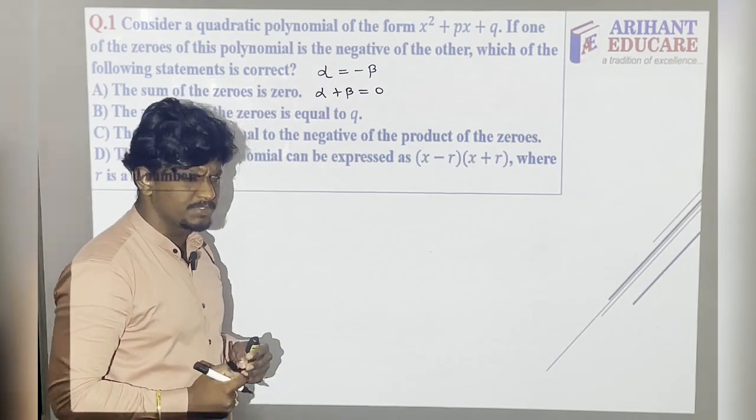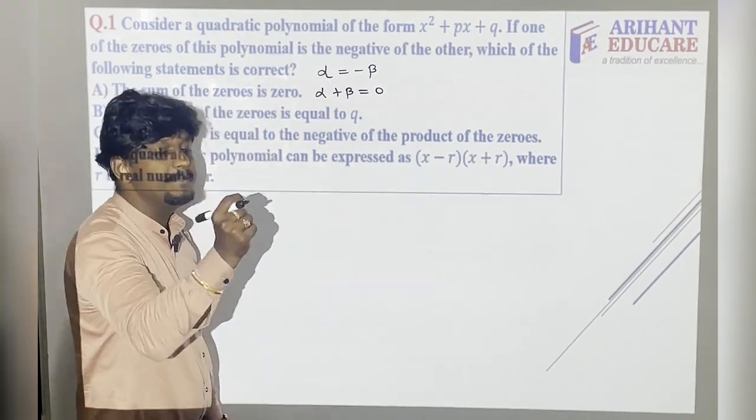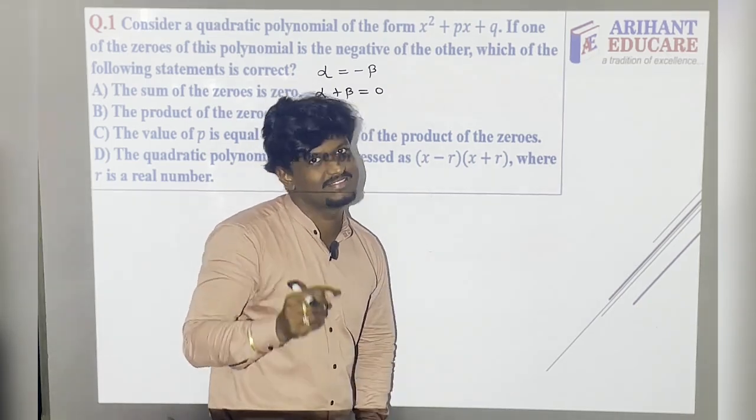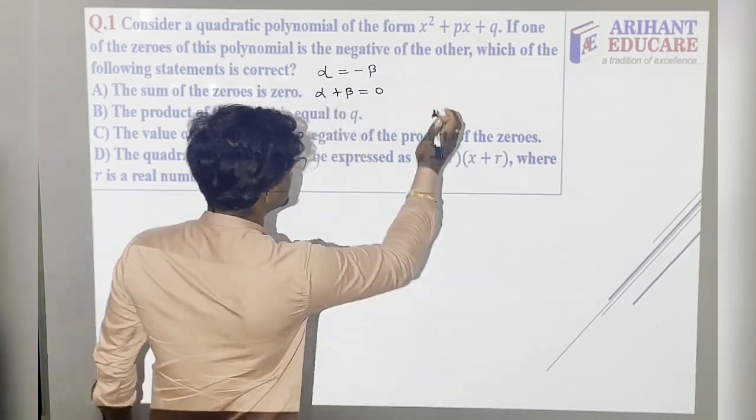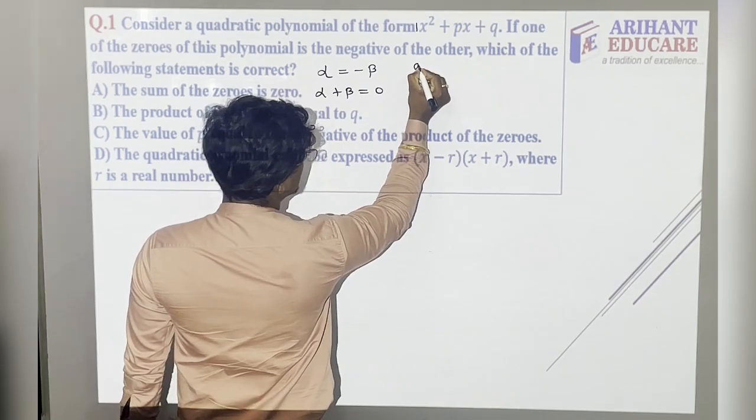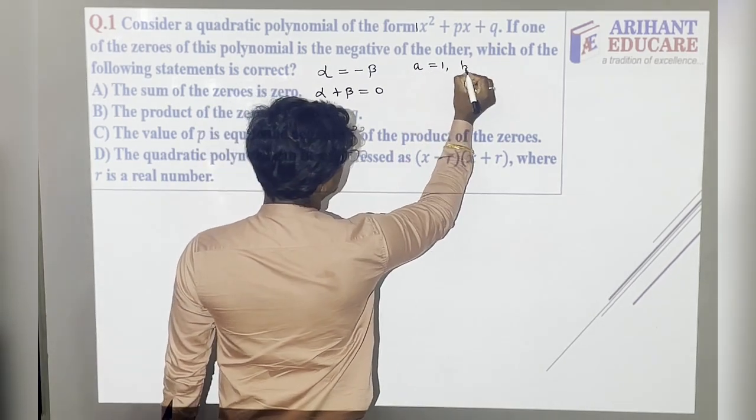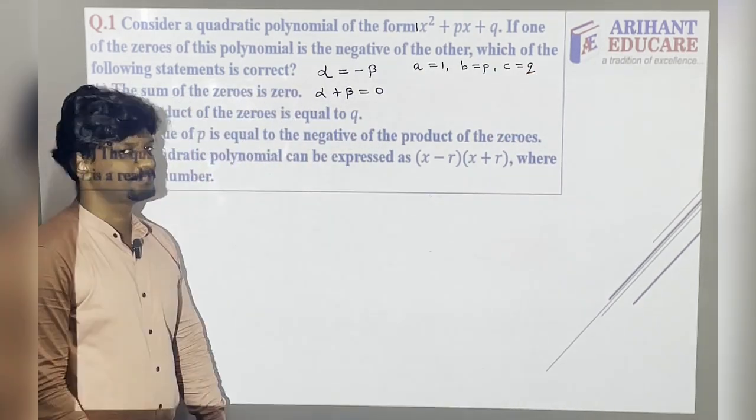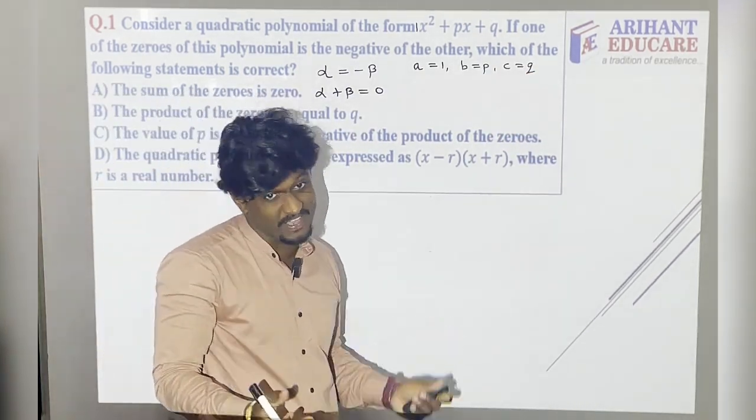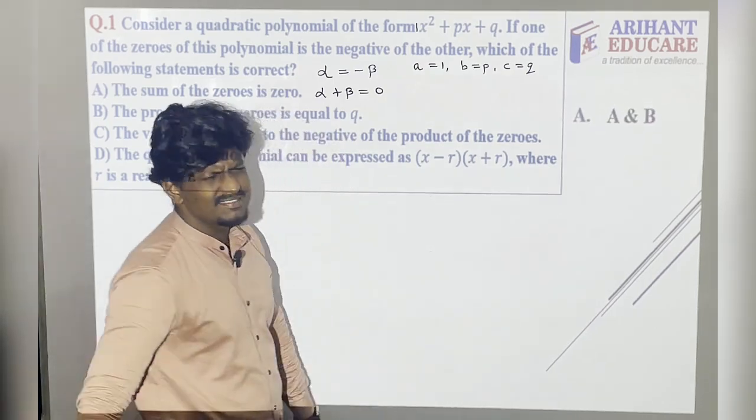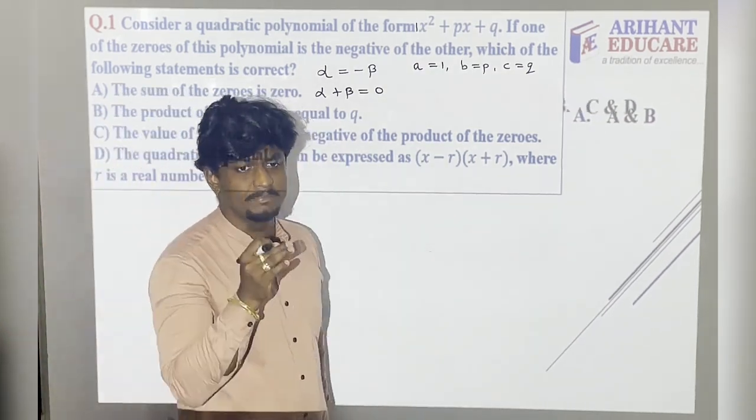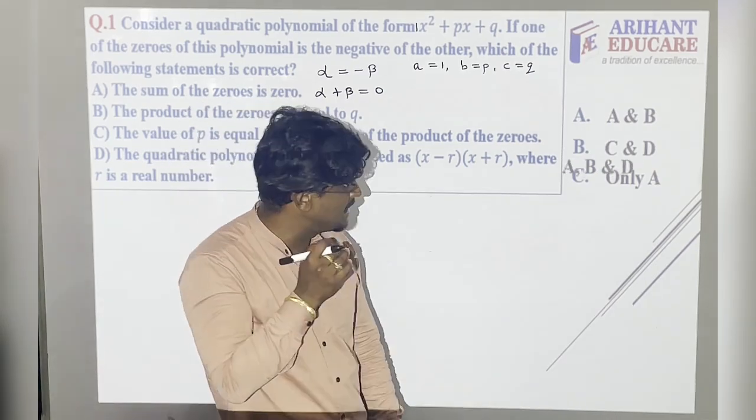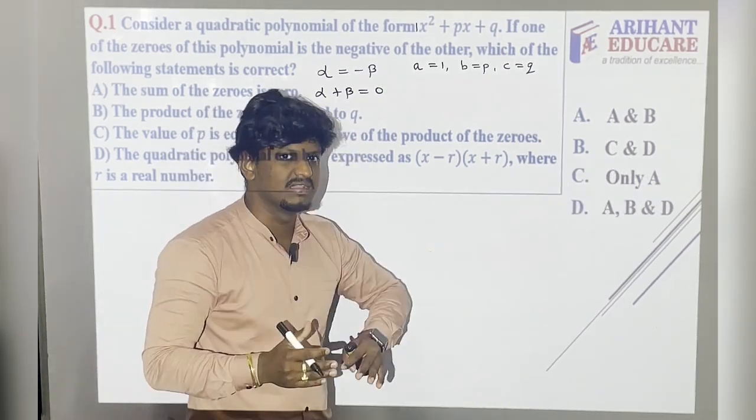Now, x square plus px plus q. Let us write down the values of a, b and c. When you write the standard form of a quadratic polynomial, it is ax square plus bx plus c, right? As I can see here, a is equal to 1, b is equal to p, and c is equal to q. But again, MCQs, where are the options? Option A says statement A and B might be true. Option B says C and D. Option C says only A is true. And option D says A, B and D, leaving C.